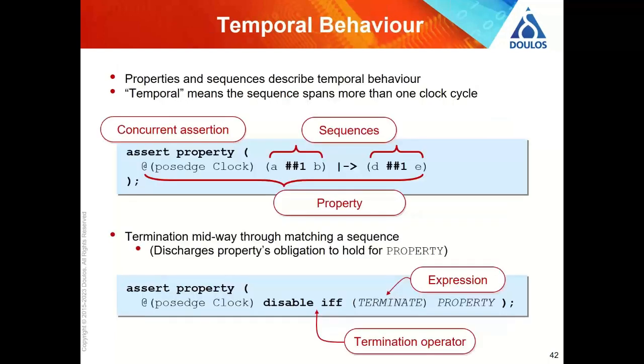So generally with properties, we want to describe what happens over time. Temporal expressions means the properties here consume time. Here's a very simple example. We would read this as saying that on every positive clock edge, we're going to check that if we have a sequence where A is true on one clock cycle and B is true one clock cycle later, that implies that D should also be true and E should be true one clock cycle after that.